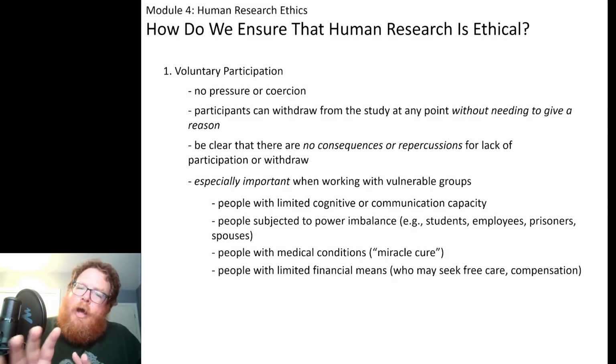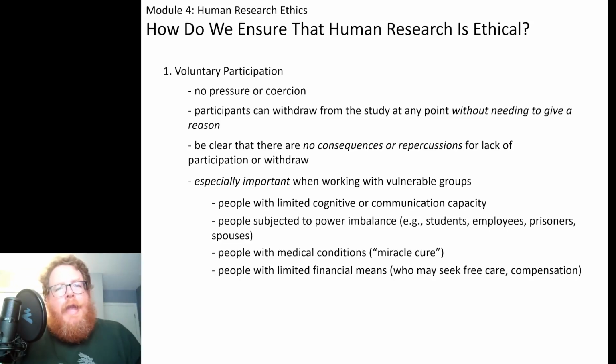And also, it mentions here compensation. Again, we don't want to pay people to participate in research, because that is a way that we could exploit the poor. So typically, when you're doing any kind of compensation for a research study, it's very minimal compensation. You might compensate someone very minimally for their time, or very minimally for their travel, or their daycare, or whatever.